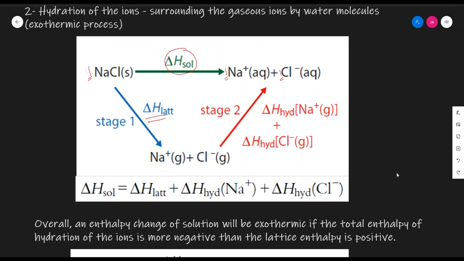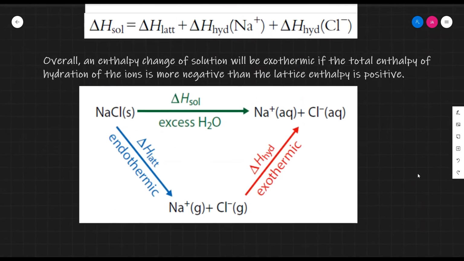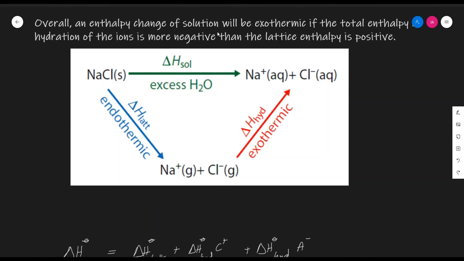It states here, overall, the enthalpy change of solution will be exothermic if the total enthalpy of hydration of both the cation and anion is more exothermic than the lattice enthalpy is positive. This would form an exothermic enthalpy change of solution.